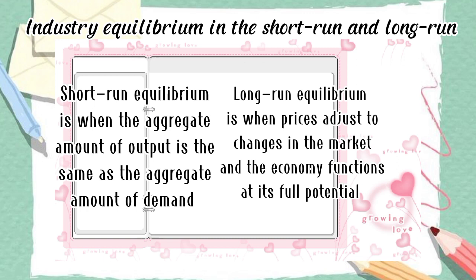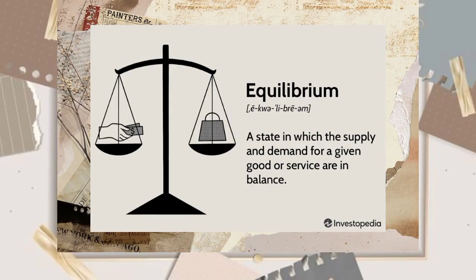Industry equilibrium in the short run and long run. Short run equilibrium is when the aggregate amount of output is the same as the aggregate amount of demand. Long run equilibrium is when prices adjust to changes in the market and the economy functions at its full potential. Equilibrium: a state in which the supply and demand for a given good or service are in balance.